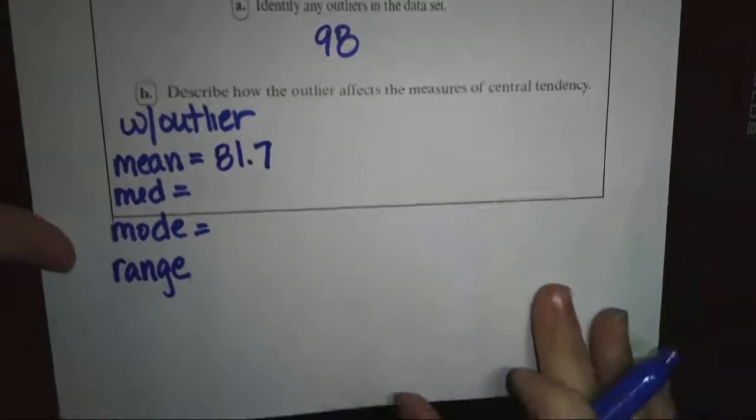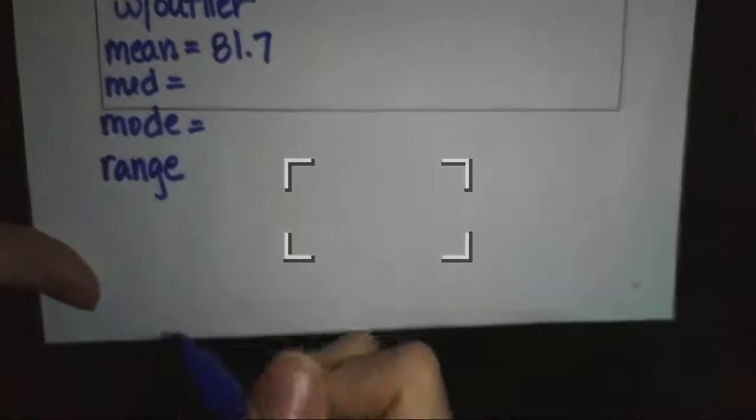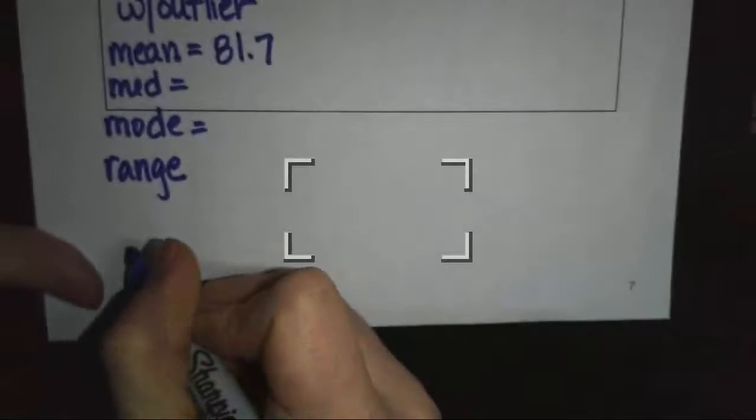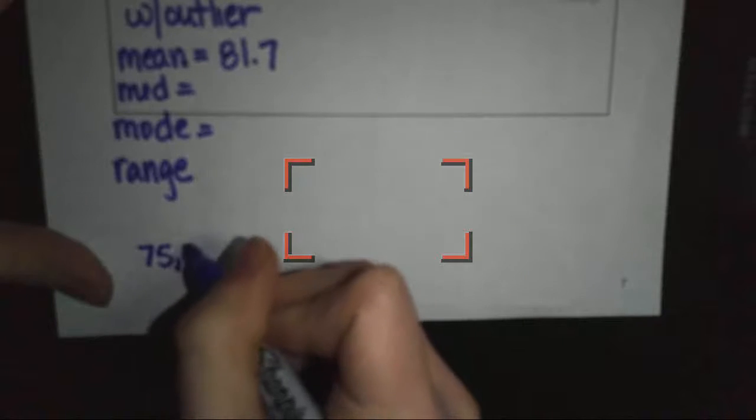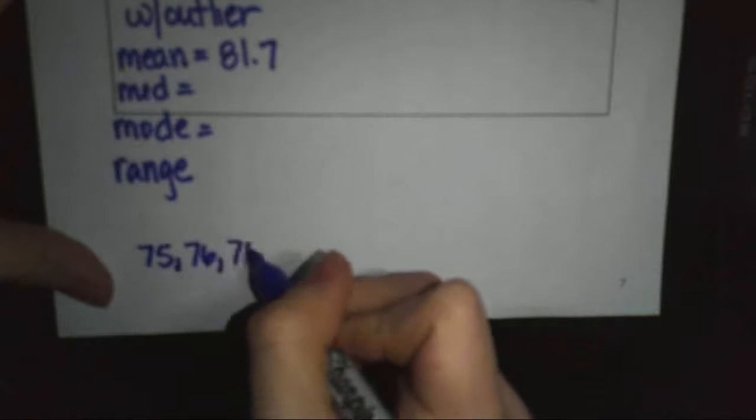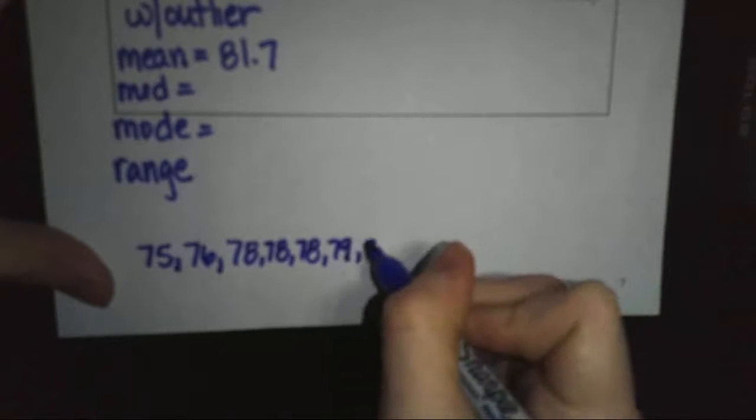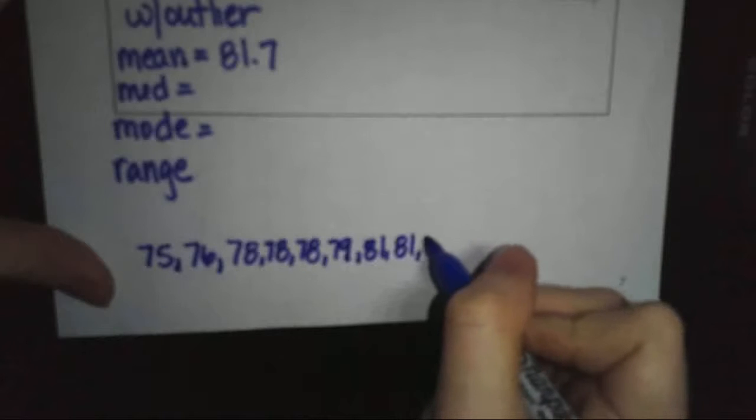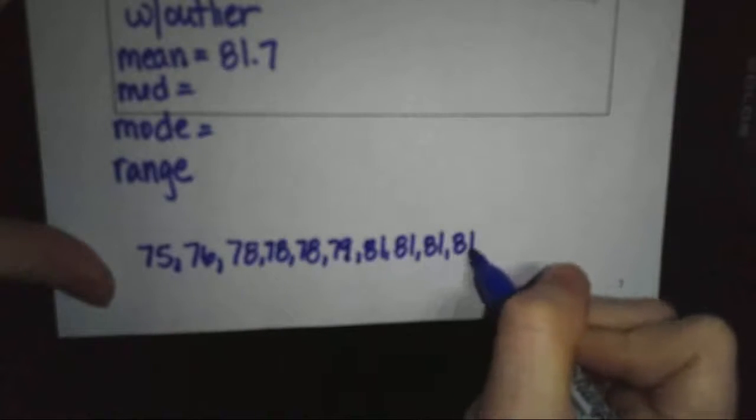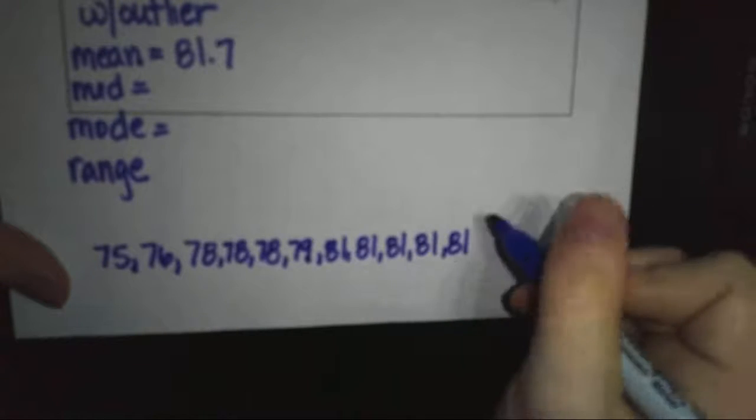Now let's do median. Okay, so I want to line my data values up from smallest to largest. So my smallest is 75. Then I've got a 76. I've got three 78s. Then a 79. I have five 81s. I've got an 84.